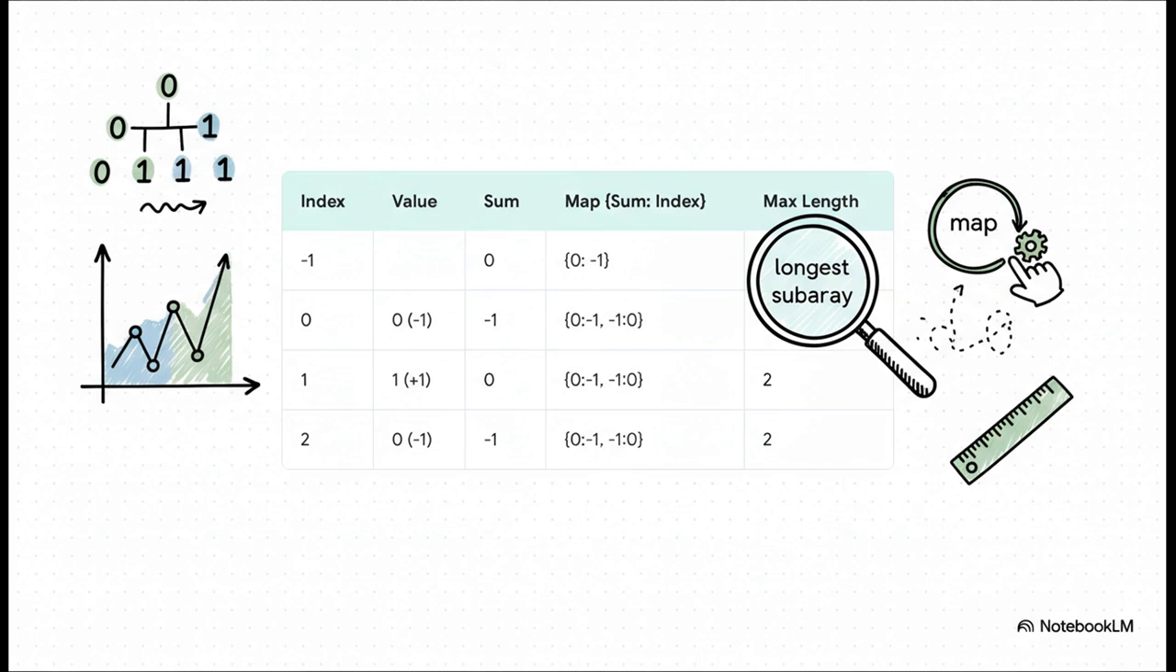Then at index 2, we see a 0. Sum becomes -1 again. We've seen -1. It was at index 0. The length is 2 minus 0, which is 2. Our max length is still 2, and so on.